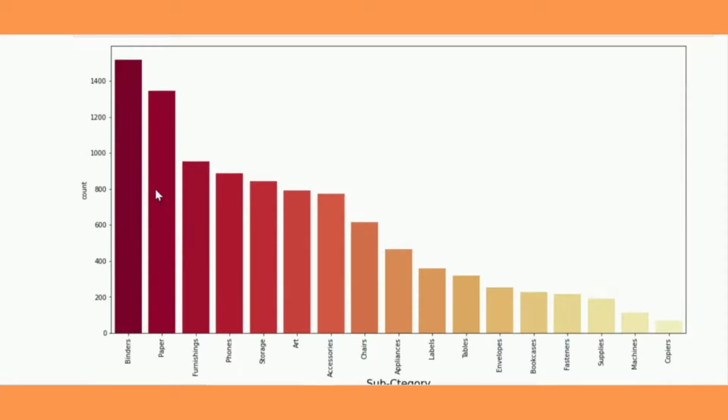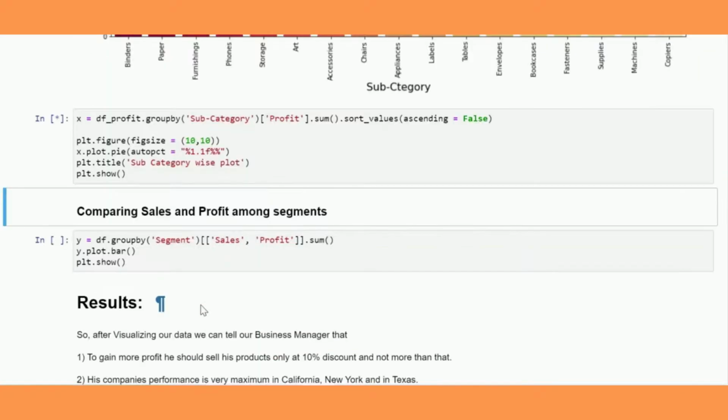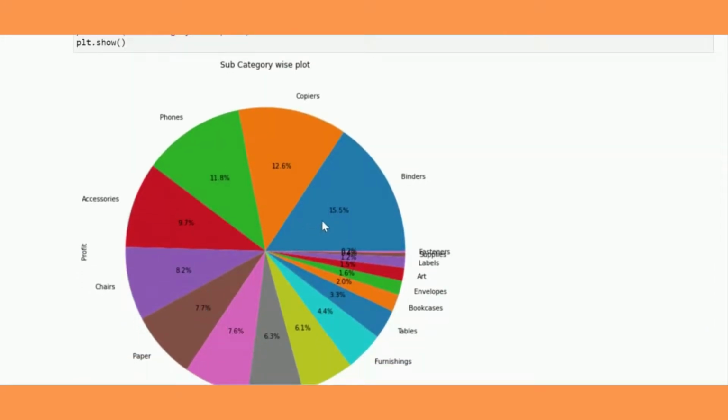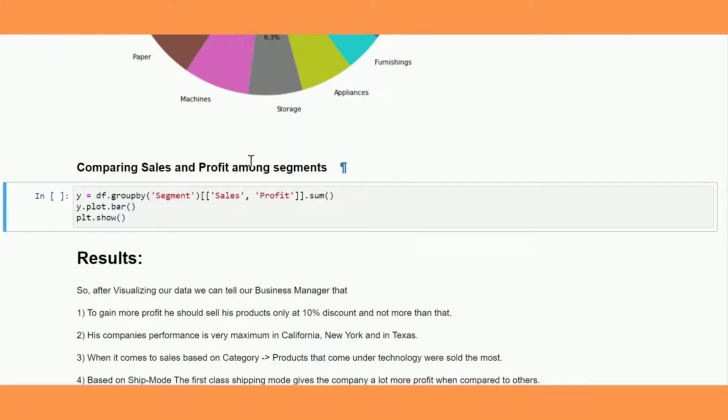Binders, papers, and furnishings are the top 3 subcategories that were sold the most, and as binders sold the most, they yield more profit, followed by copiers and phones.